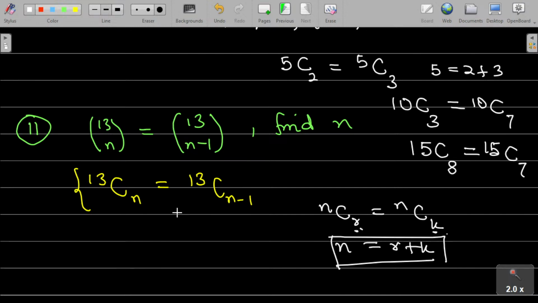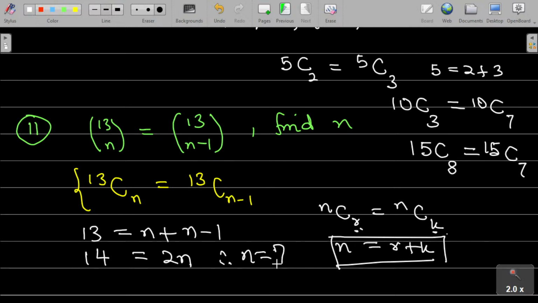So if we do the same here, 13 should be equal to n plus n minus 1. Carry the minus 1 to this side, that will be plus. So you have 14 is equal to 2n. Divide both sides by 2, you will get that n is equal to 7. I think that is very beautiful.